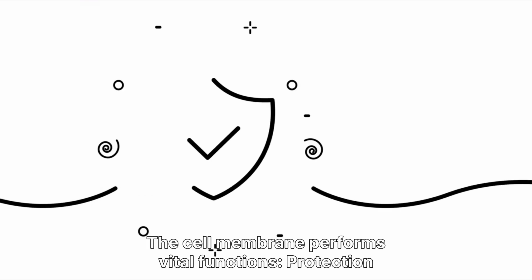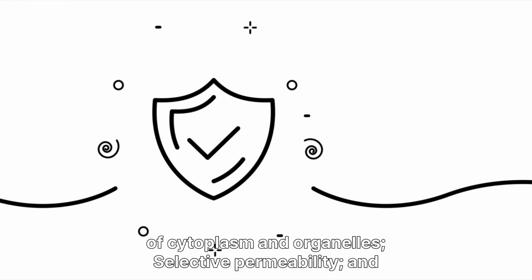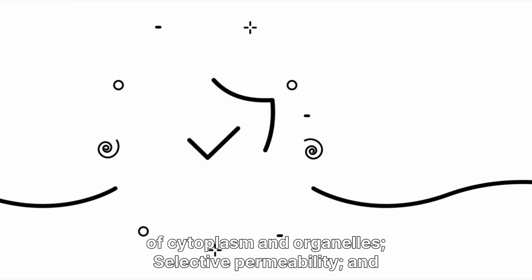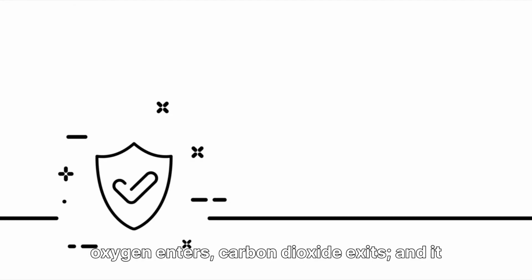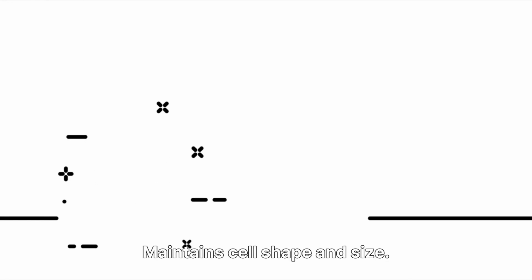Functions of the cell membrane. The cell membrane performs vital functions: protection of cytoplasm and organelles, selective permeability and absorption, excretion of metabolic wastes, gas exchange, oxygen enters, carbon dioxide exits, and it maintains cell shape and size.